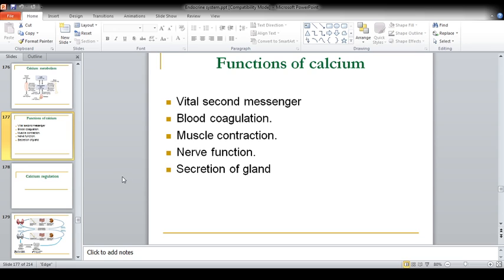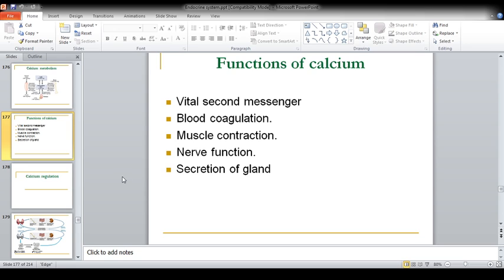So what are the functions of calcium in our body? It is a vital second messenger, acts in carrying impulses, it is attached to different receptors of different enzymes, where it acts as a second messenger. Moreover, it has a role in blood coagulation. It is a coagulative factor. I think factor 4 has close association with calcium.